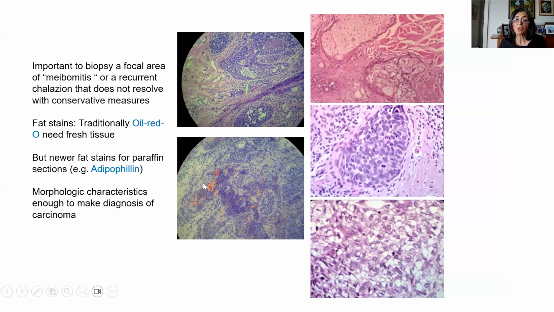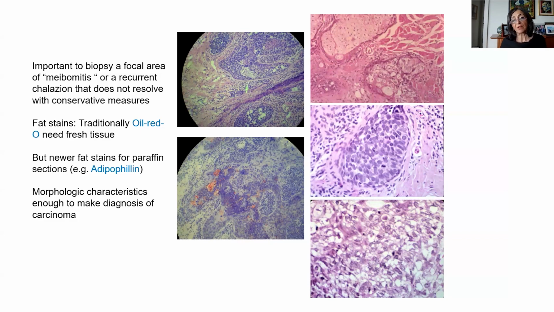And historically, we used to talk about oil red O as being the stain that's necessary to make this diagnosis. Oil red O, of course, can only be used on fresh tissue. But more recently, we have access to fat stains that are also diagnostic on permanent tissue, on paraffin embedded sections. So the adipophilin, for example, can be used on paraffin-embedded tissue. So any biopsy that you do, as long as it's formalin fixed and as long as there's access to adipophilin, it can still be diagnostic for sebaceous carcinoma.